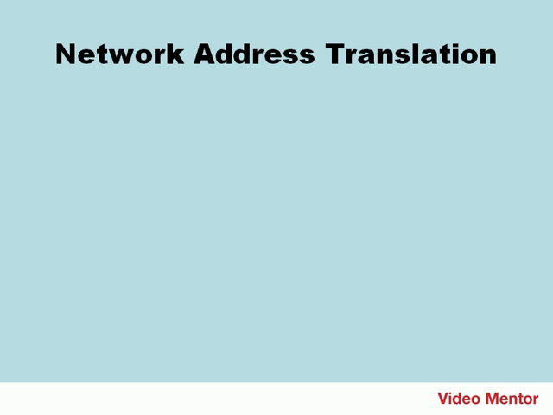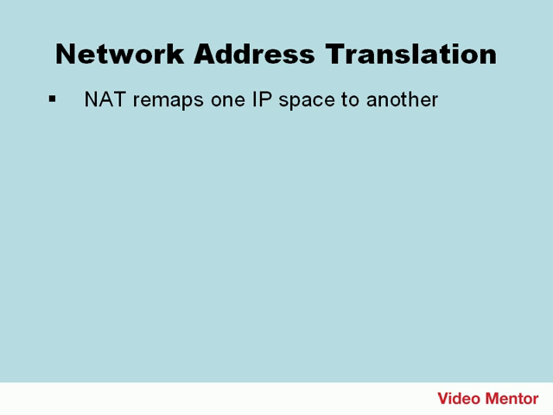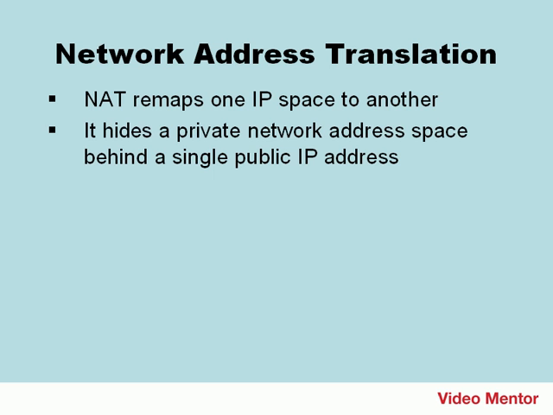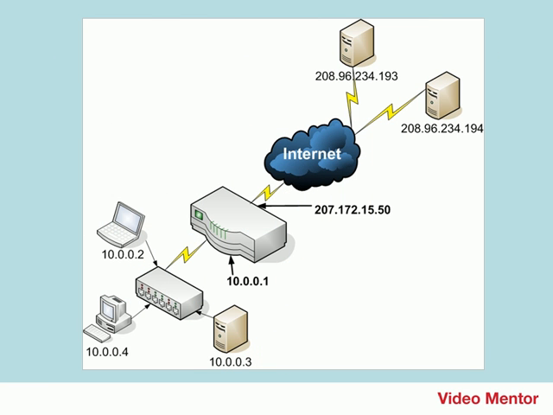Next is network address translation. NAT, or network address translation, is the process of remapping one IP address space to another. And NAT is commonly used to hide a private network address space behind a single public IP address, otherwise known as IP masquerading.